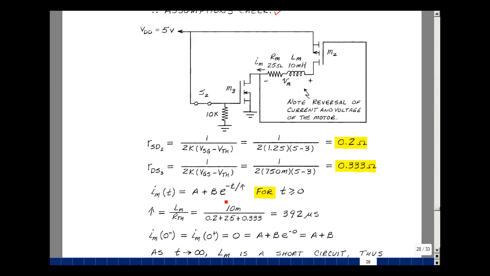So a first order differential equation. We'll now just say this is at t equals 0. Some new A plus B times e to the minus t over tau. Tau is the inductance divided by the Thevenin resistance seen by the inductance. Let's look through here.